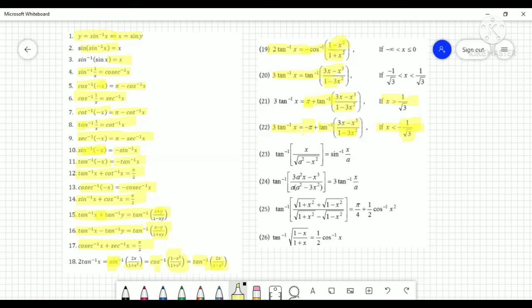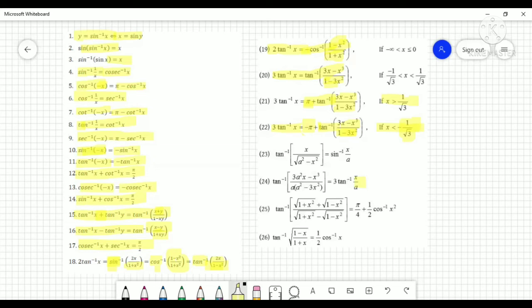Next, tan inverse x by root (a square minus x square) is equal to sine inverse x by a. In the same way, tan inverse (3a square x minus x cube) by a into (a square minus 3x square) is equal to 3 tan inverse x by a. It is the 3 tan inverse formula, with an extra a here.